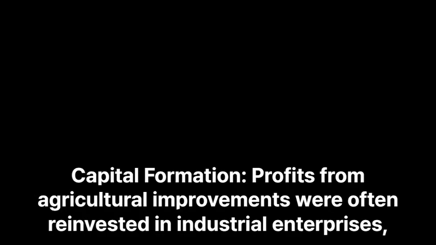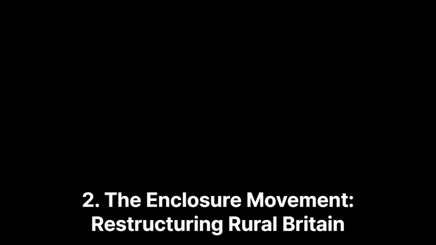Labor mobility. As fewer workers were required in agriculture, rural laborers were freed to seek work in emerging industrial sectors. Capital formation. Profits from agricultural improvements were often reinvested in industrial enterprises, further stimulating economic transformation. 2. The Enclosure Movement: restructuring rural Britain.